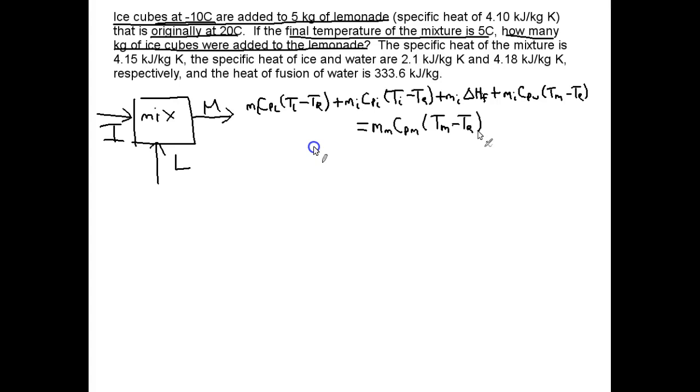It is the mass of your lemonade plus the mass of your ice is equal to the mass of your mixture. Simple enough. Now, we are trying to figure out how much ice we add. We really don't care about the total mass of the mixture. So what I'm going to do is rewrite the energy balance and replace the mass of the mixture with what it's equal to, the mass of lemonade plus the mass of the ice. So when it's all done, the equation looks like this.